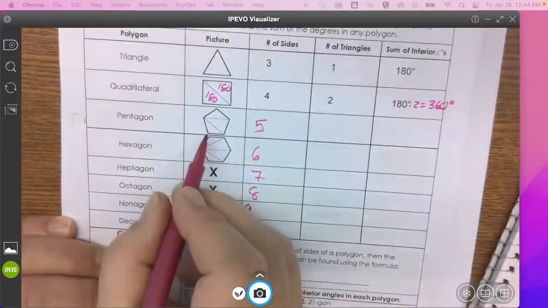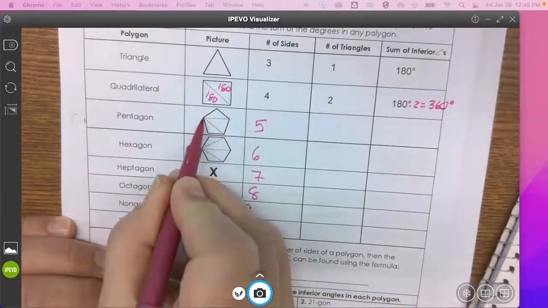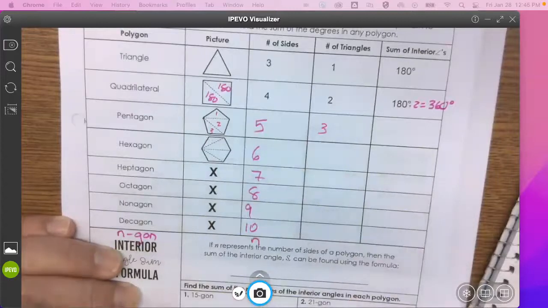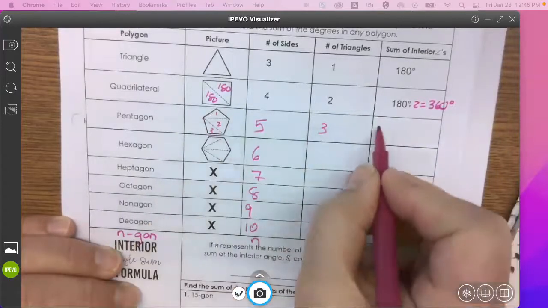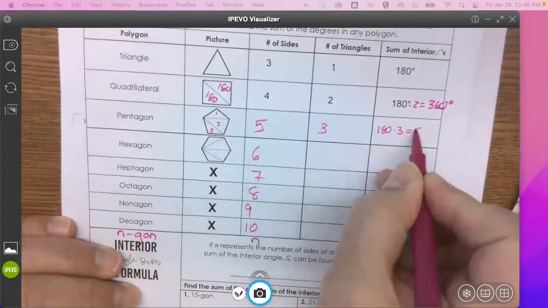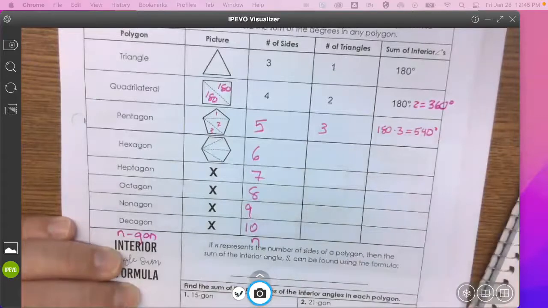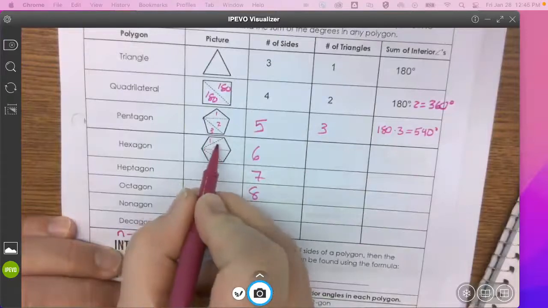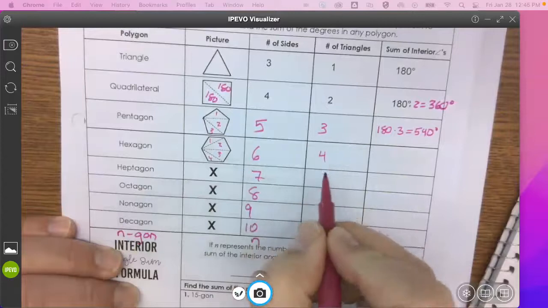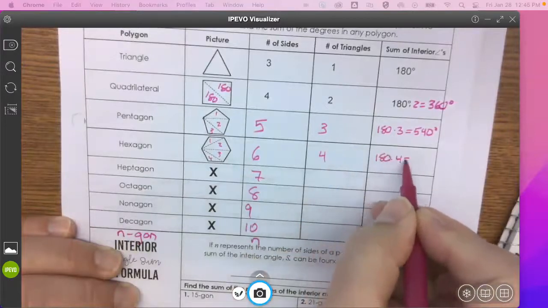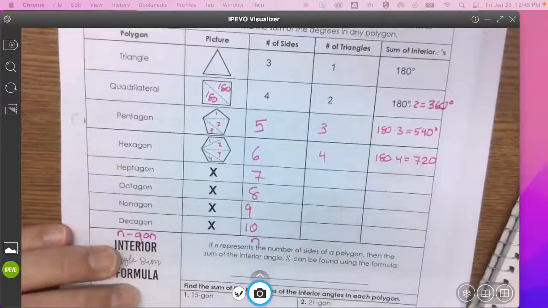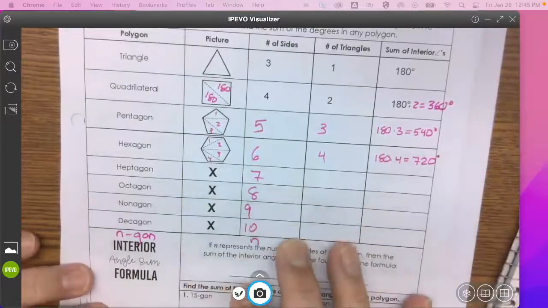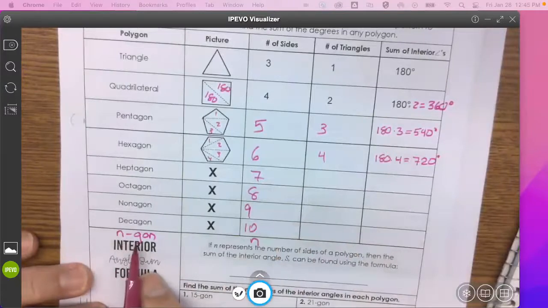I can do the same idea with a pentagon. If I were to take one vertex and create triangles from that, I create 1, 2, 3 distinct triangles, which means the sum of the interior angles in a pentagon is 180 times 3, or 540. If I do it from one particular vertex in a hexagon, I can create 1, 2, 3, 4 triangles, which means the sum of the interior angles of a hexagon is 4 times 180, or 720. I'm going to leave these for you to fill out, but let's jump to the end, the n-gon.